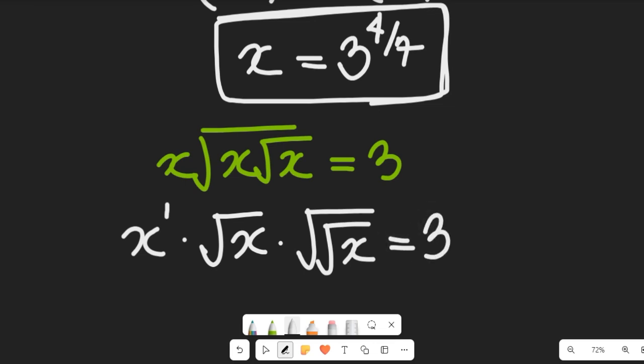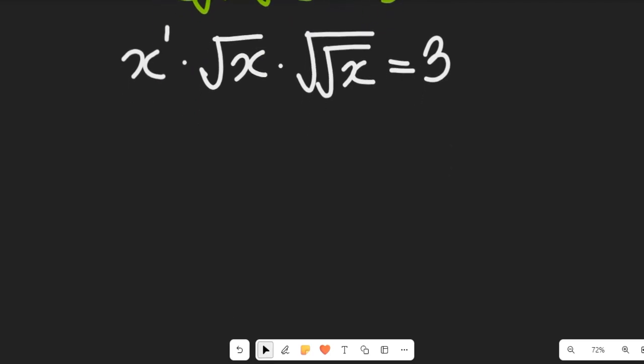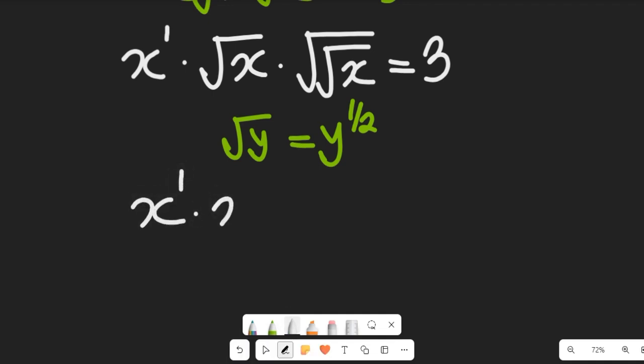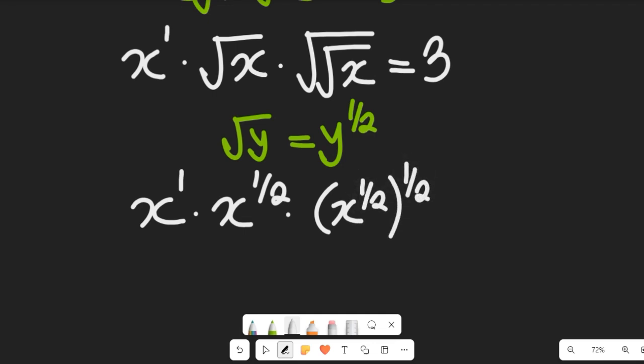Equal to 3. So from this expression, recall that according to the law of indices, the square root of a value y is equal to y to the power of 1 divided by 2, right? So with that, I can have x to the power of 1 multiplied by x to the power of 1 divided by 2 multiplied by x to the power of 1 divided by 2, all to the power of 1 divided by 2, and that will be equal to 3.